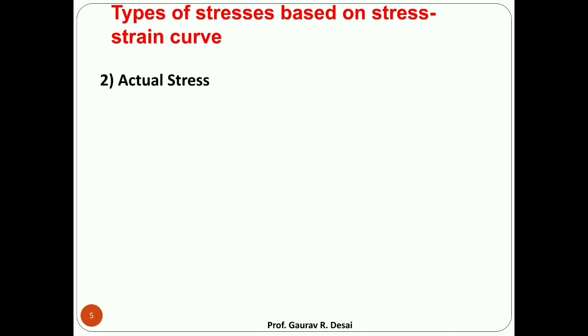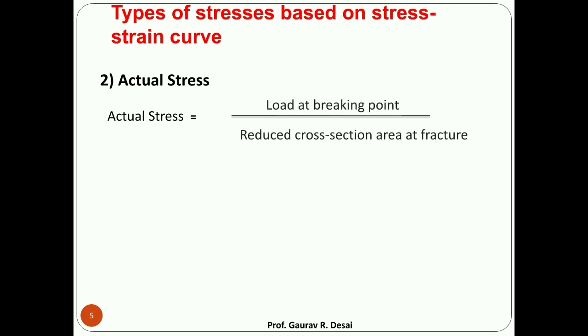So the actual stress is a ratio of, as we define, load at breaking point divided by reduced cross section area at fracture. In the earlier formula the numerator was the same, that is load at breaking point, but in the denominator it was original cross section area and here it is reduced cross section area. So what is the difference between the two? Original cross section area was the actual area of material, and reduced cross section area is, before breaking or during breaking, the diameter of the bar is reduced, so the cross section area will be reduced.